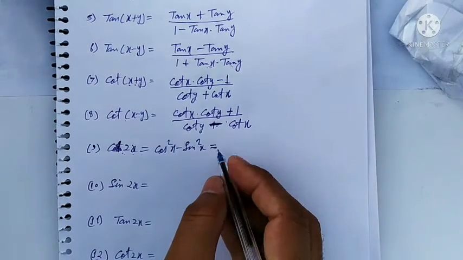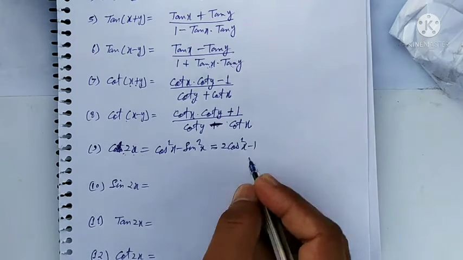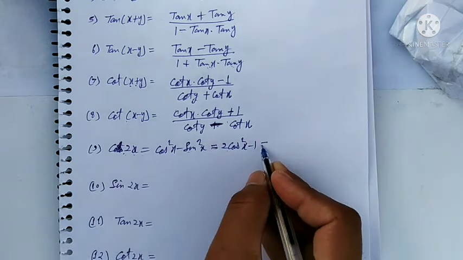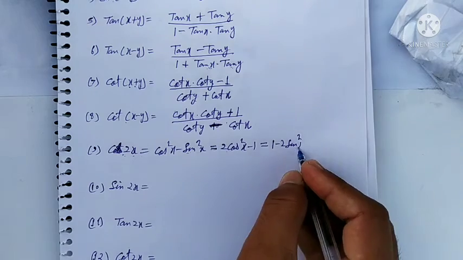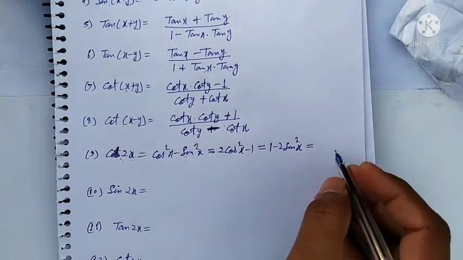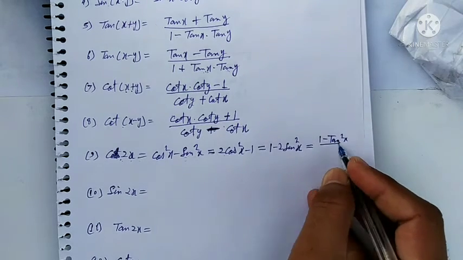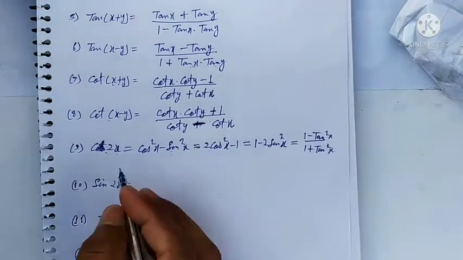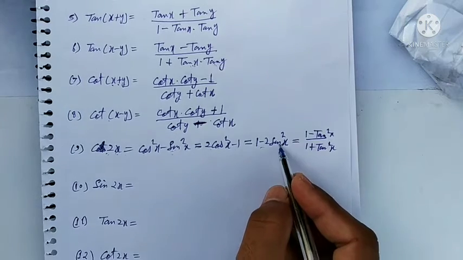Or the second formula you can write in the form of 2 cos square x minus 1. If you change this sin square into cos square, then it will become 2 cos square x minus 1. Or the third formula you can write, 1 minus 2 sin square x. So 1, 2, 3, 4, four forms we can write. Then you can write 1 minus tan square x upon 1 plus tan square x. If you want to write the formula in the form of tan, then this. If you want to write the formula of cos 2x in the form of cos and sin, then this formula will apply.